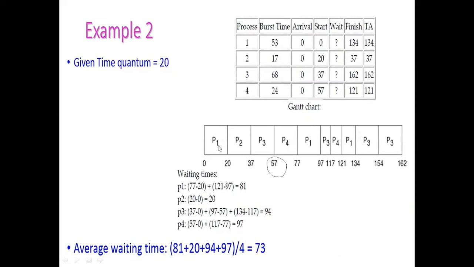The thing is that you need to focus on the 20 millisecond time quantum. After each 20 time quantum, the processor will move on to the next process. In this manner, you need to solve the given problem using the round robin scheduling algorithm.